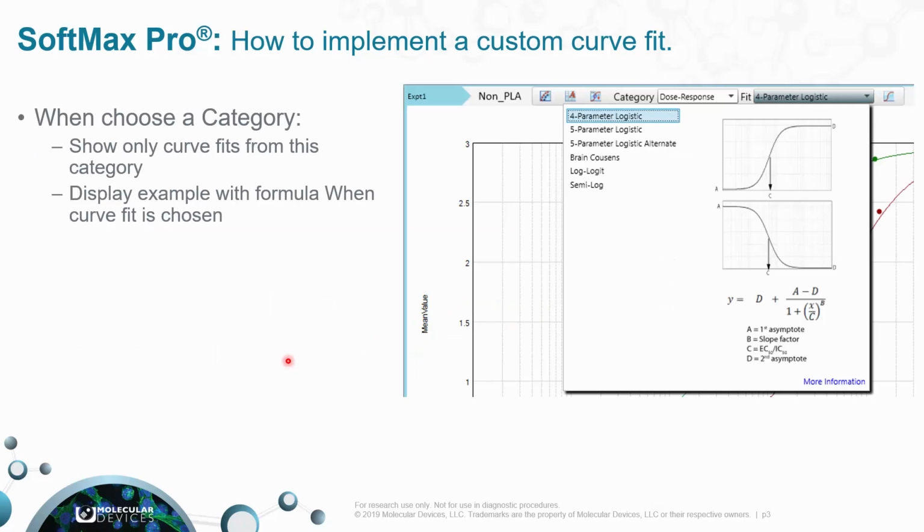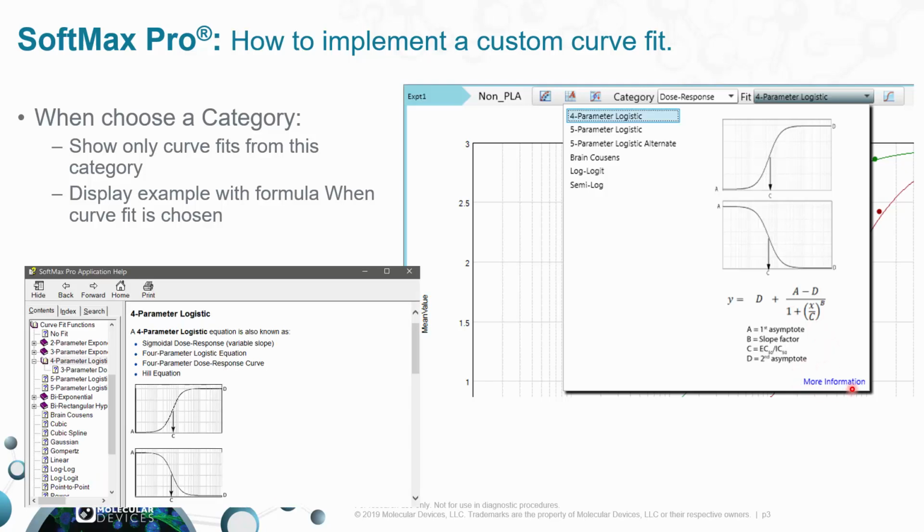When you choose from a category, for example dose response within the drop-down menu, you will see that all the curves belonging to that category will appear. You can then choose the curve fit of your choice. When you do this, you will have an example of how the curve fit should look. You also have the formula. It will define the parameters, and if you click on more information, it will take you to the manual where you will have a full explanation of that curve fit.